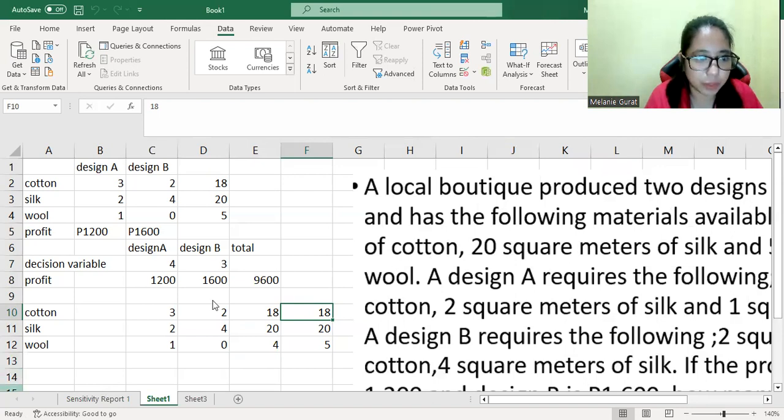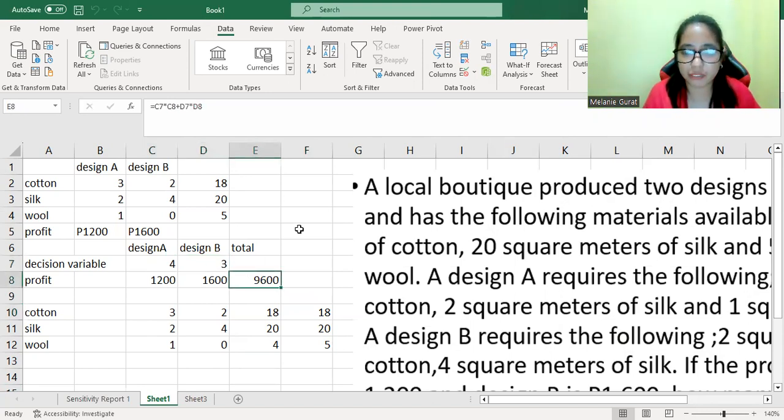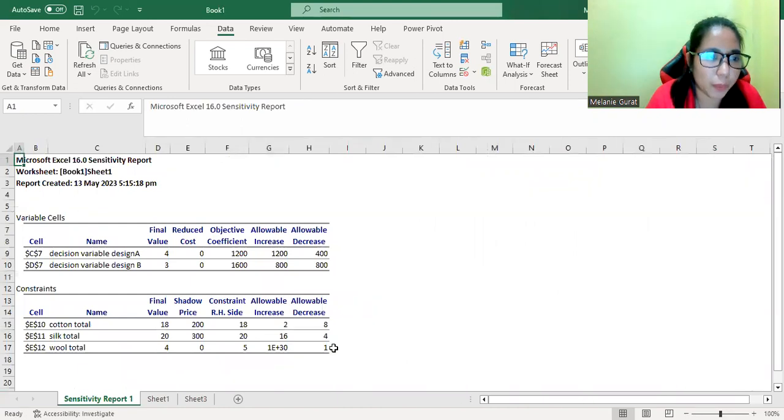So we were able to generate the sensitivity report and we have it here. But again, just looking at our first sheet, it means that we have to produce 4 gowns of design A and 3 gowns of design B to produce a maximum profit of 9,600. Now let's go to the sensitivity report. So this is the sensitivity report.